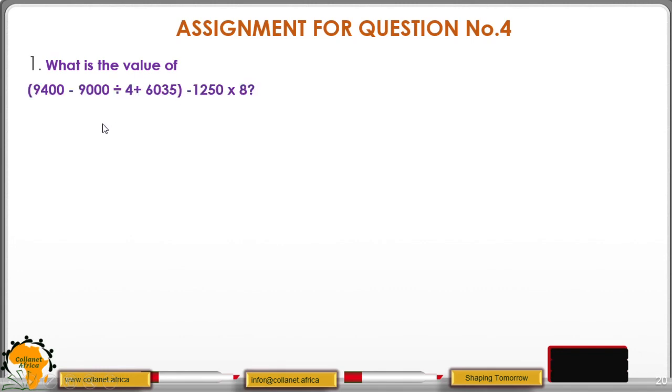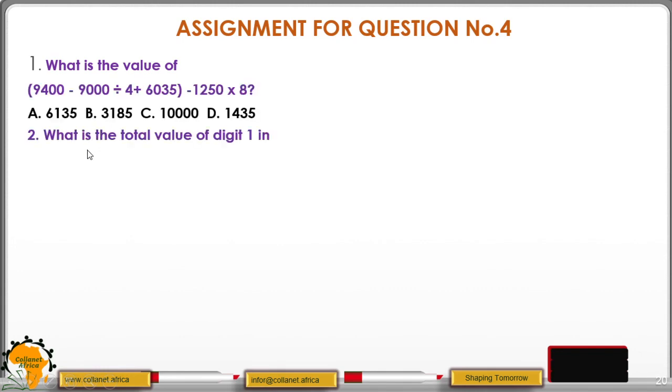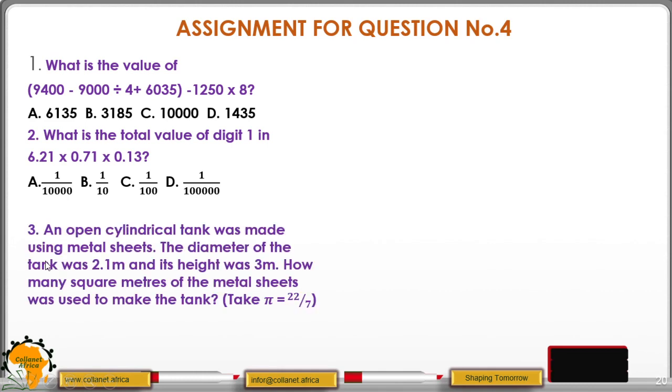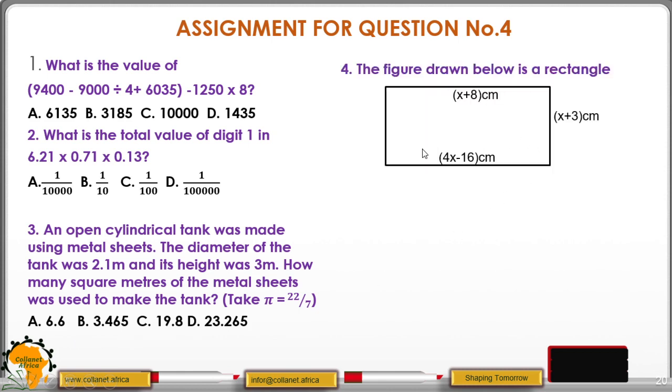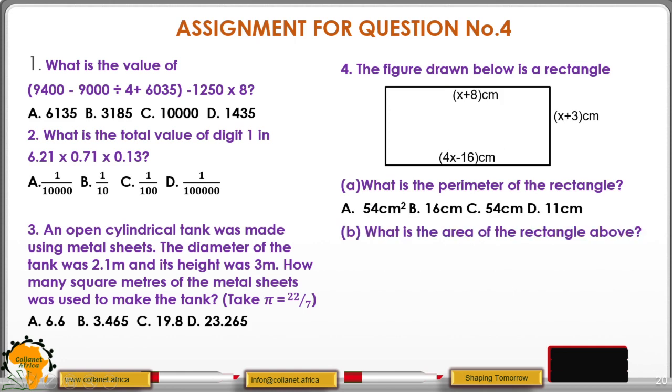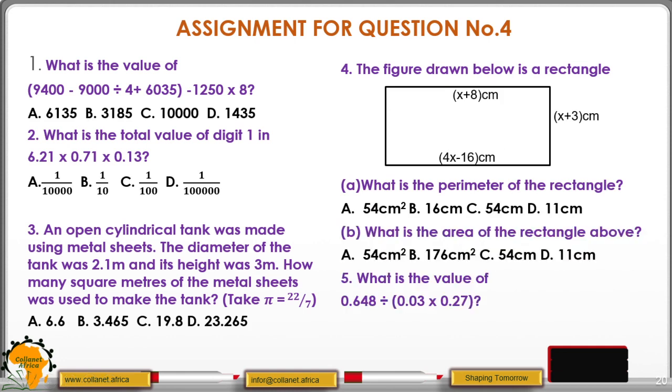We have question 1, the choices are there. Question 2, then we have the answers. We have 3, then make a sketch, then the choices are given. 4, then the choices are given, and we have 5 as the last question. This one will test your accuracy and speed.